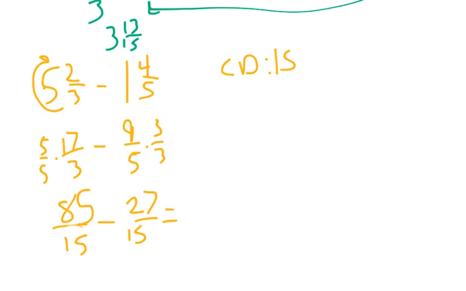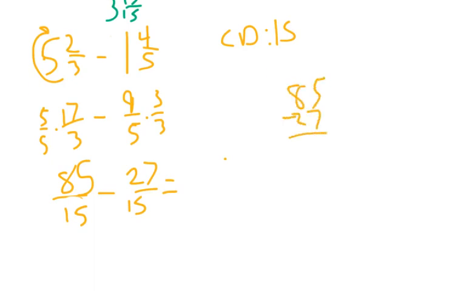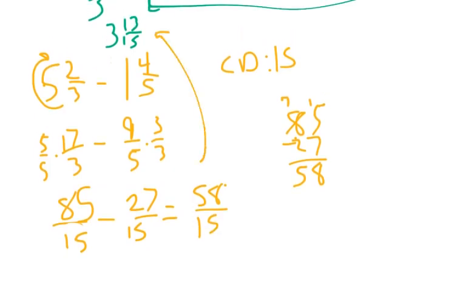So 85 minus 27, that gets us, so 15 minus 7 is 8, because we had to borrow to make that a 15. 7 minus 2 is 5, 58, and so we'll get 58 over 15. And then, we can kind of cheat here and realize, all right, so I need 3 and 13 fifteenths. So what is 3 times 15? That would be 45. And so 3, and then 58 minus 45 is going to give me that 13 fifteenths that I need.